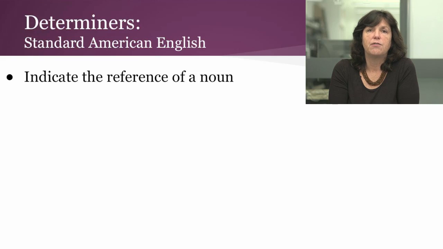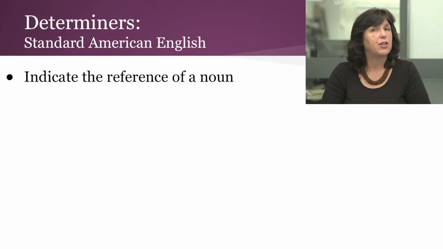Let's move on from nouns to determiners. Determiners indicate the reference of a noun. For example, the word cats by itself refers to all cats. However, if someone uses the determiners these or his to say these cats or his cats, we know which specific group of cats they're referring to.